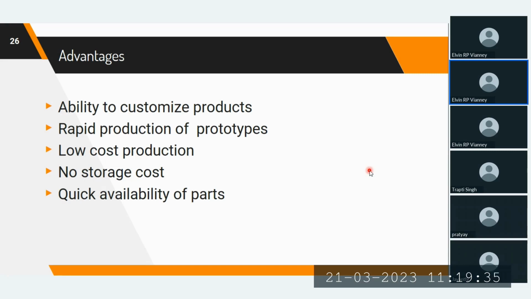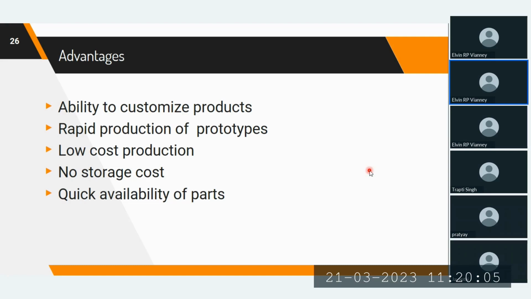The second one is rapid prototyping, rapid production of prototypes. We can rapidly create any prototype, from a building construction to a car model or a medical application, a biomedical prosthetic arm, anything we can create instantly. So we can give a very speedy, productive process for this rapid prototyping application.